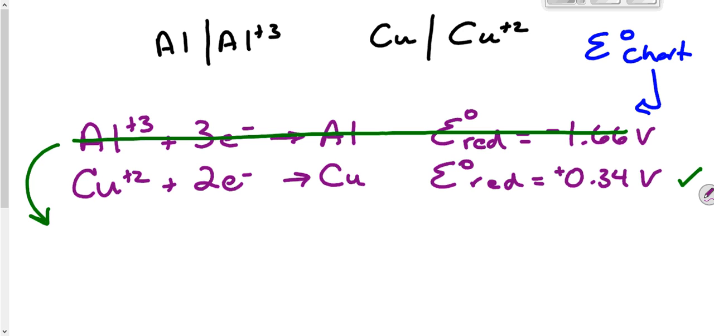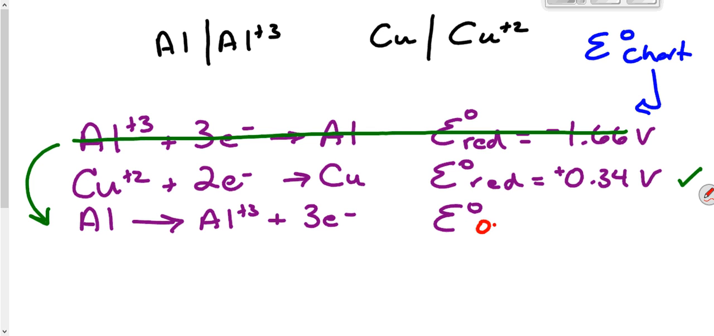So to be oxidized, I'm going to write it backwards. Aluminum metal is oxidized to form aluminum plus 3 ion, and that will release 3 electrons. This is now an oxidation potential, not a reduction potential. As an oxidation potential, it's going to be positive 1.66 volts.